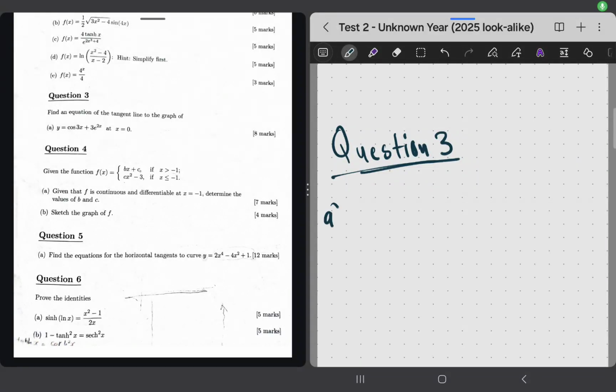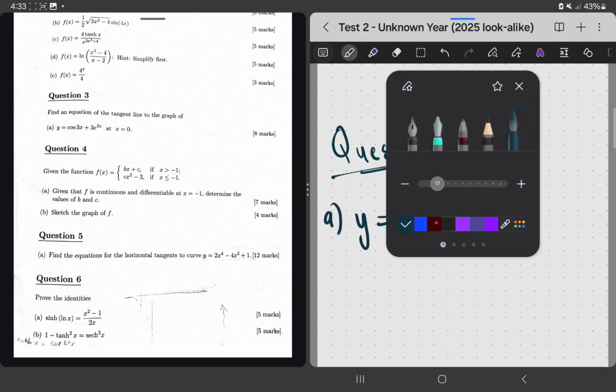Find question 3 part A says find an equation of the tangent line to the graph of this. So how simple is this? We have y equal to cos 3x plus 3e to the 2x, and they want the equation of the tangent line of this graph at the point x equal to 0. So what we can do is we can do it like this.